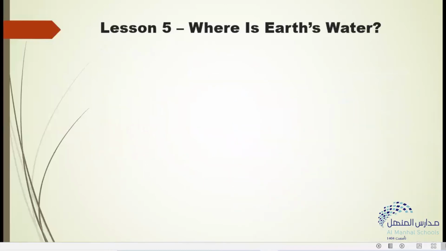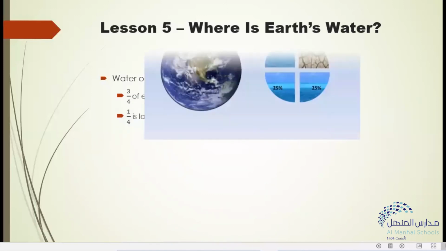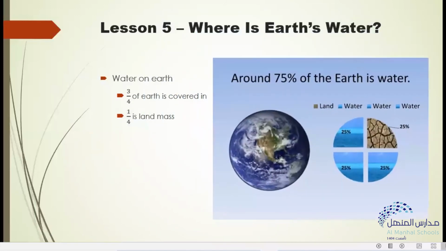Lesson 5, where is Earth's water? Water on Earth. You get 3/4 of Earth's surface that is covered in water, and 1/4 is land mass. So if we had a chart and we divided this chart into 4 equal pieces, 3 of those pieces would be water and 1 of those pieces would be Earth or land mass.